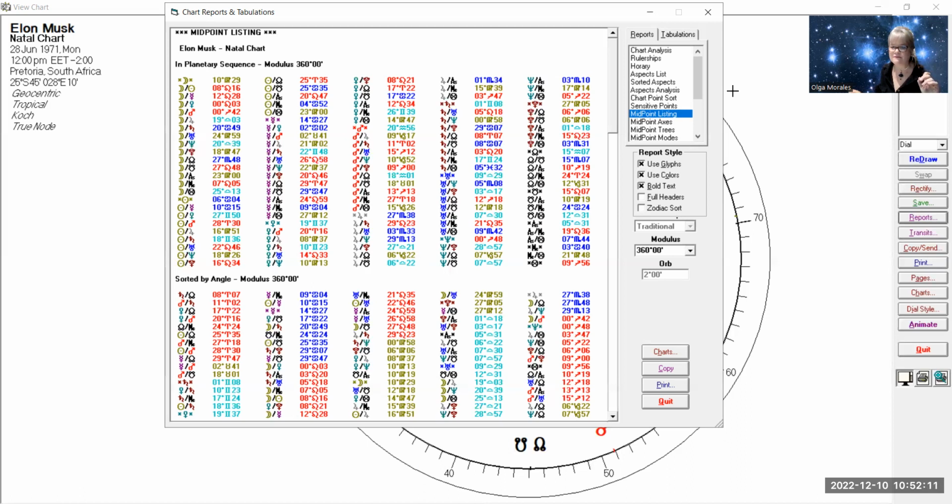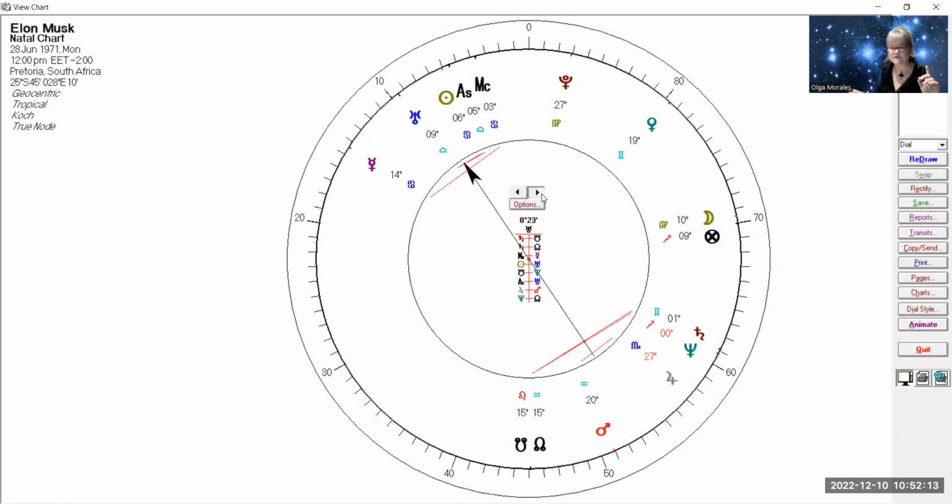What I should have told you from the beginning is that when we look at the dial, there's 90 degrees. The first 30 is the cardinal signs. The second 30 are the fixed signs, and the third 30 are all the mutable signs. So you need to know the difference between cardinal, fixed, and mutable for cosmobiology and using this style. Now, I do teach this all in my beginners courses.